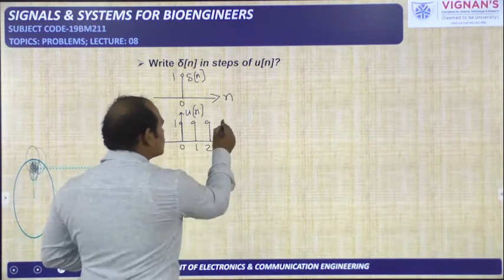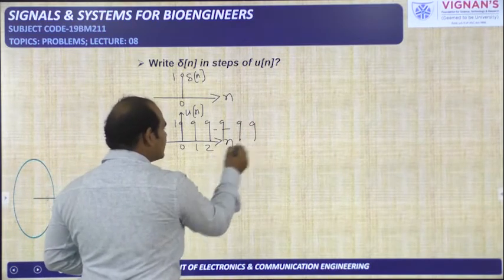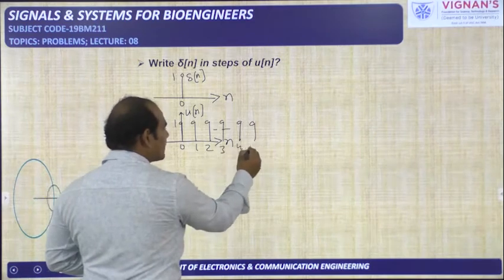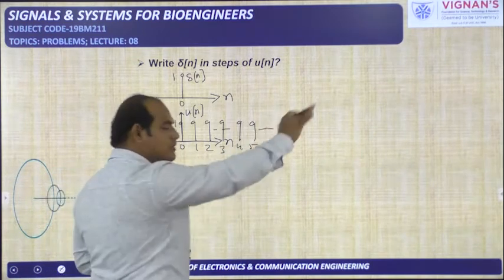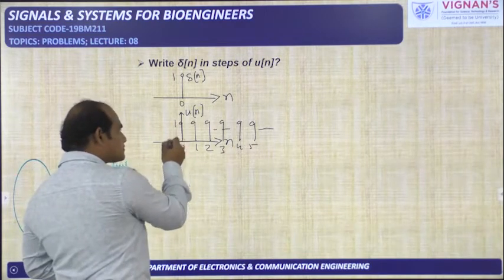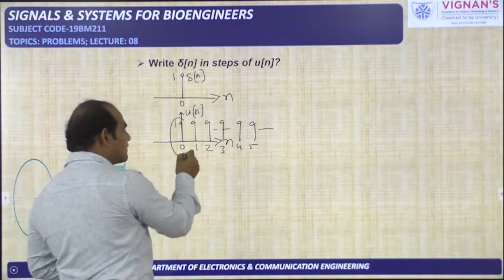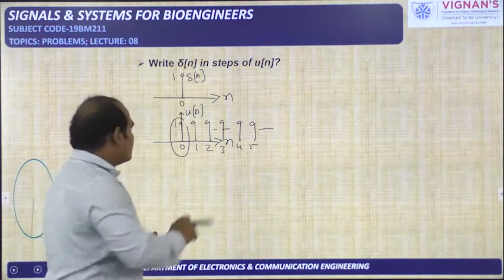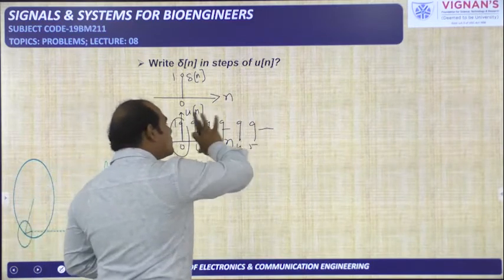U of n means so many samples are there like this, at n equal to 1, 2, 3, 4, 5 like this. So many samples are there. This will continue like this. But we need only this sample. For that, what do we need to do? We need to remove all these things. How to remove all these things?